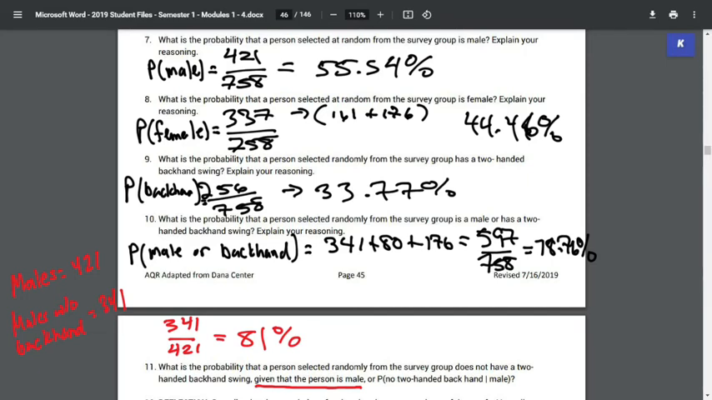Number 9 was asking for the backhanded swing. So if I look at that, I'm going to take the number of backhanded, which was also given to me in that second bullet point, 256. Divide that by our sample space, and there's the percentage that we get.